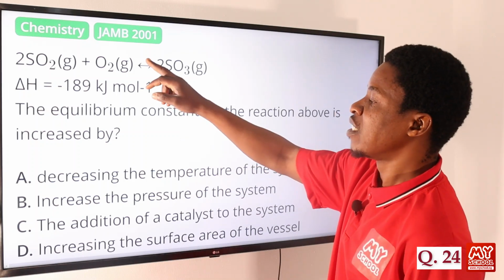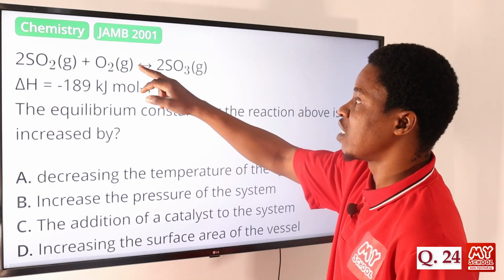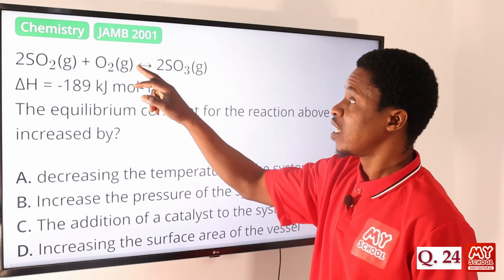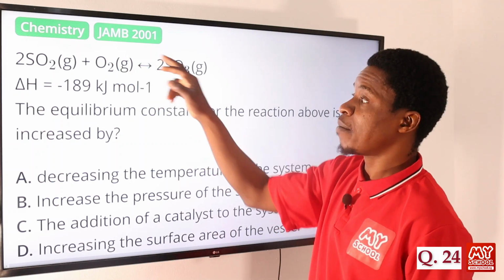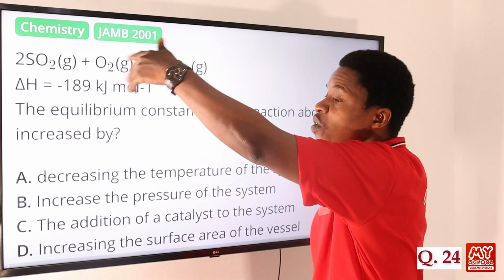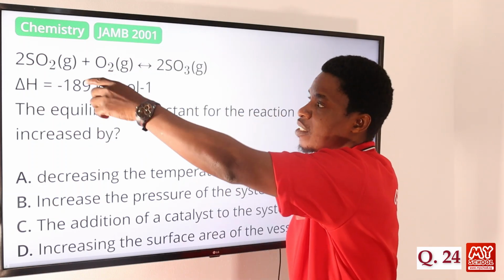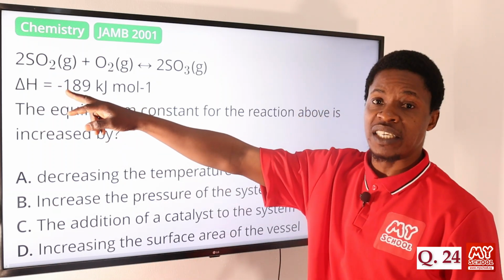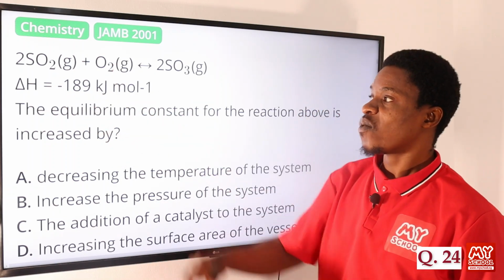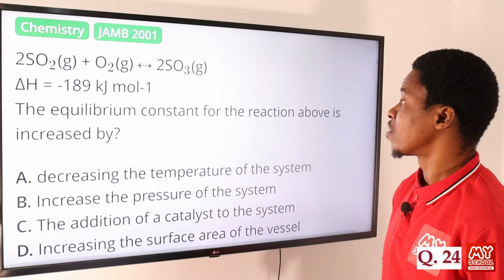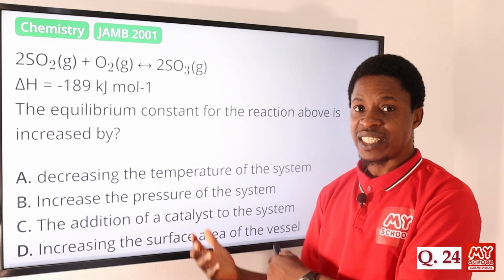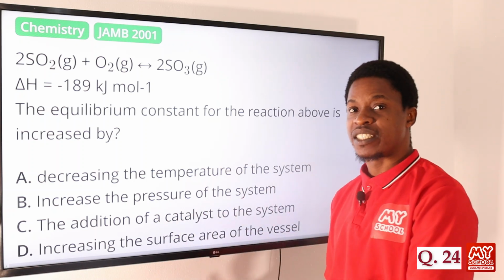How do we have this equilibrium constant? Because this system is actually at equilibrium. This is a reversible reaction, forward and backward, so it will continue to take place. The heat involved is minus 189 kilojoules per mole. So the equilibrium constant for the reaction above is increased by what? What will favor this? Is it to increase the temperature or decrease the temperature?